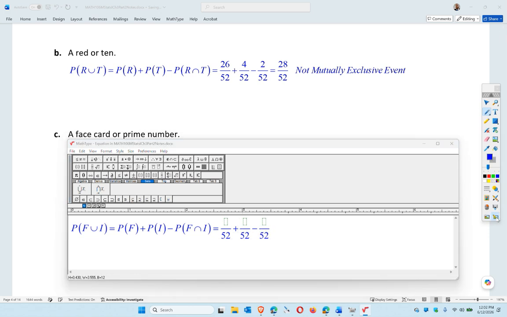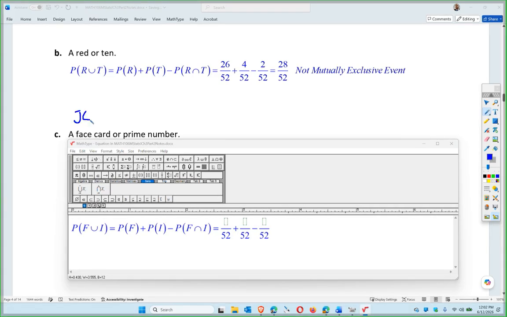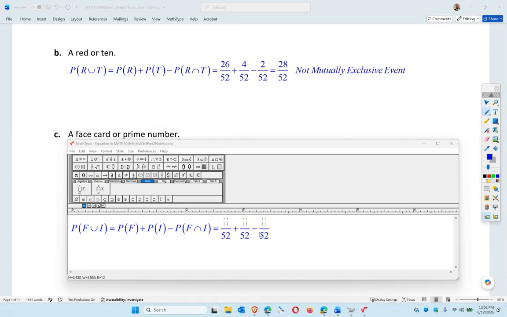Okay, so if I think about my face cards, that's the royalty: Jack, Queen, and King. So there's 3 of those and 4 suits. That's going to make 12. And my prime cards are 2, 3, 5, and 7, because all the other numbers in the deck of cards are not prime. So there's 4 of those and 4 suits, so that's 16, correct? So that's 12 there, and we have 16 here.